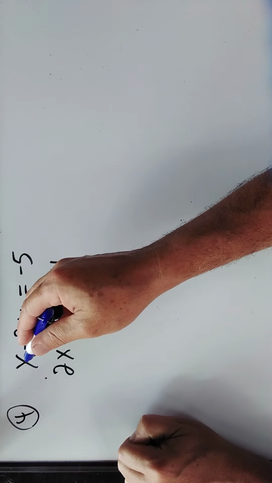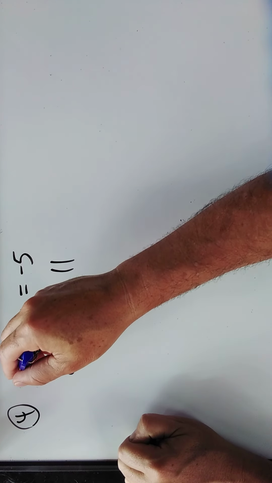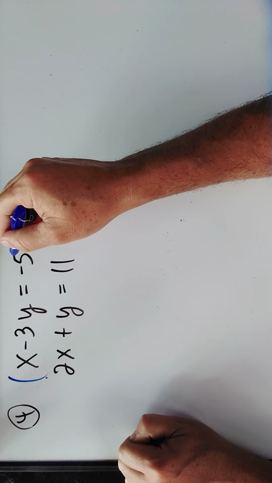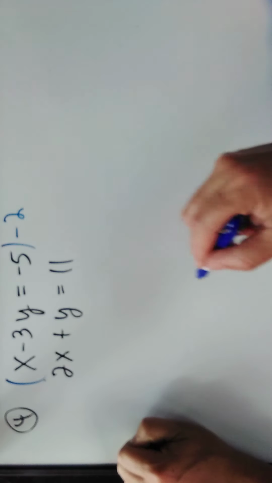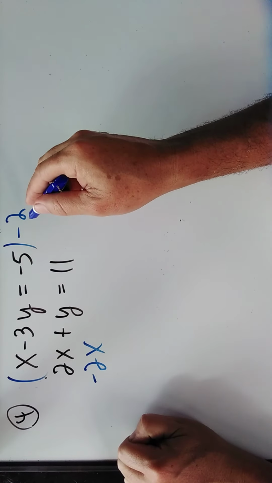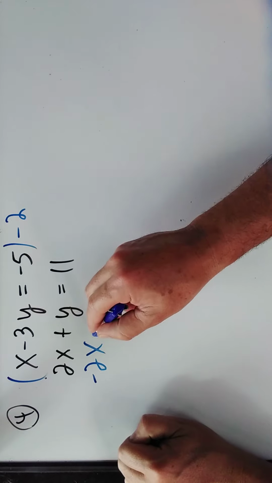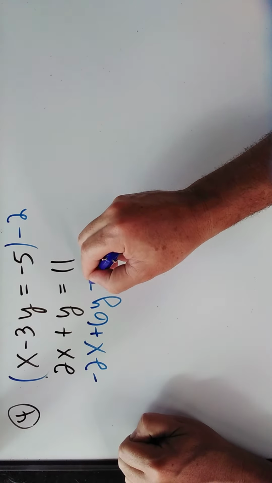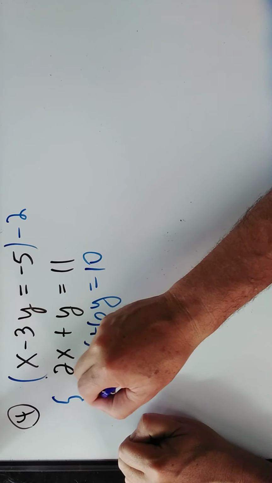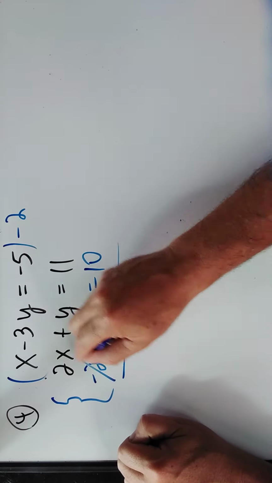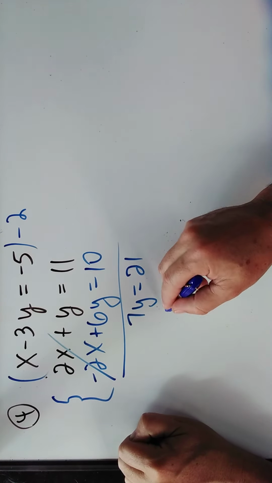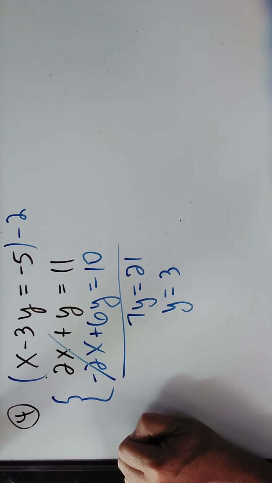If you want to cancel the x's first, you multiply the top by negative 2. So let's do that. Multiply the top by negative 2, right? That will do it, because now I have negative 2 times x is negative 2x. Negative 2 times negative 3y is positive 6y. And negative 2 times negative 5 is positive 10. Now I'm ready to work with these two, because I know that these are going to cancel out. That gives you 7y equals 21, so y equals 3.